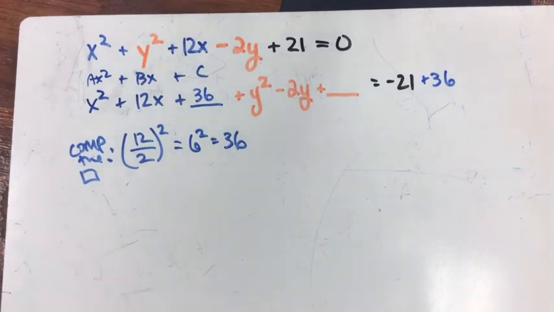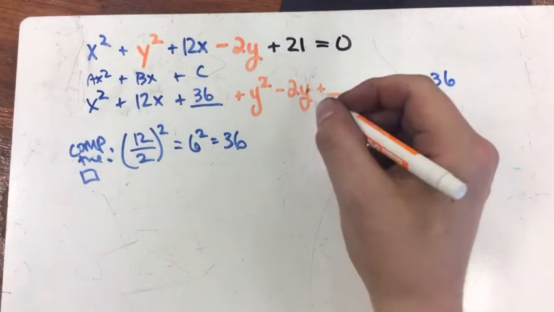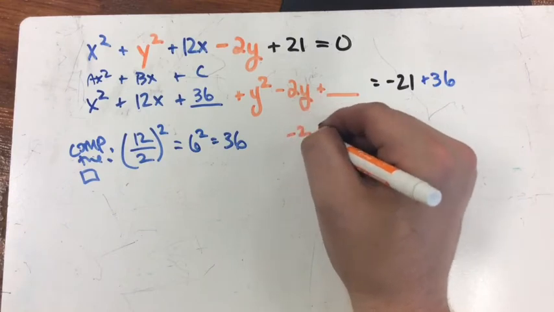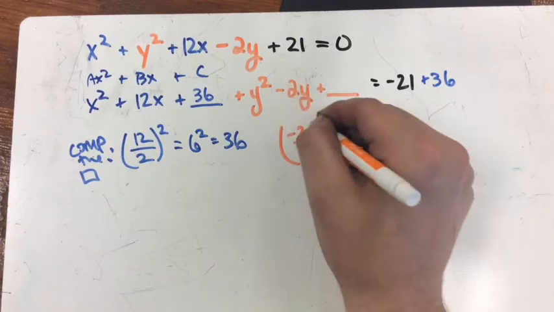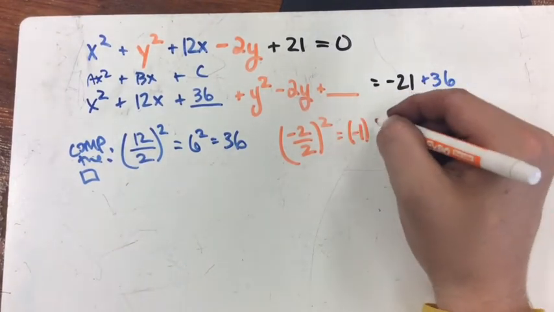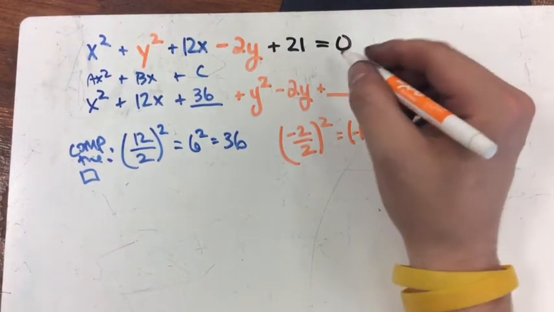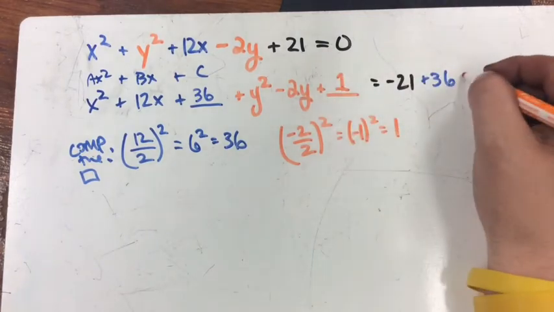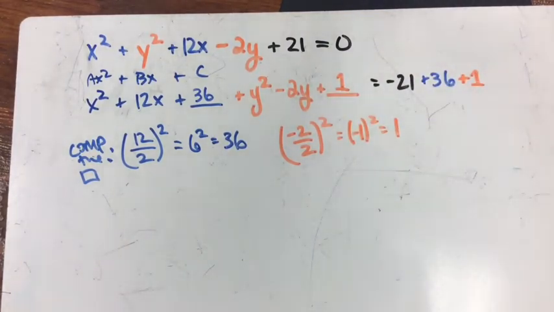Next, we're going to have to complete the square with our y over here. So we're going to take negative 2, divide by 2, and square the whole thing. This gives us negative 1 squared, or positive 1. So we're going to add 1 to both sides.